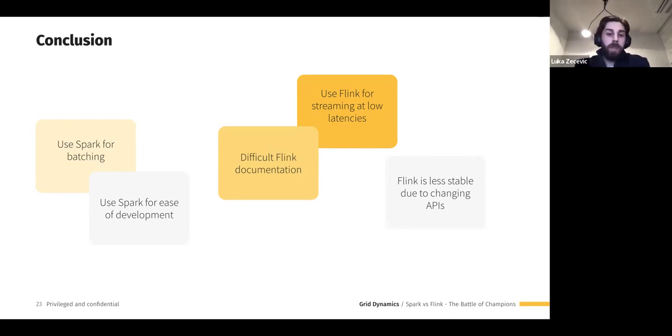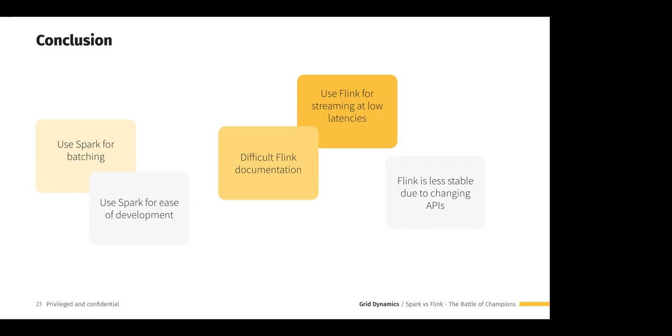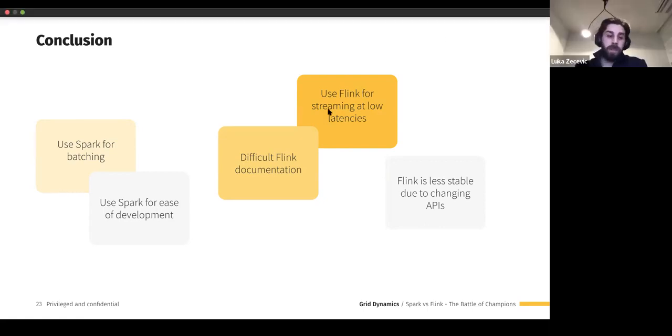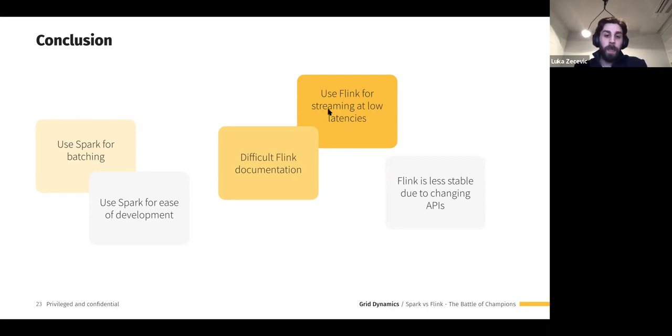And even though the ratio of Spark and Flink questions on Stack Overflow is not that large, most of the Flink questions are outdated because the API is changing and they're constantly moving in a different direction. So even if you find your question, most of the time the answer will be deprecated.